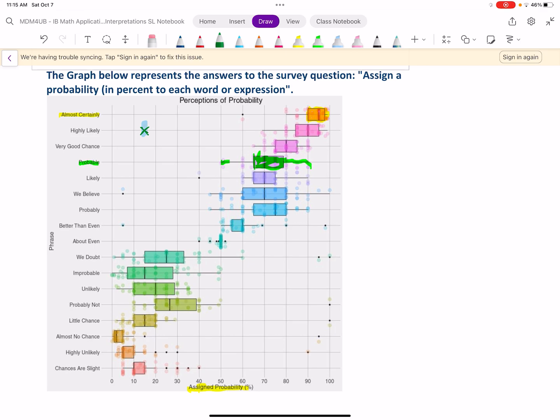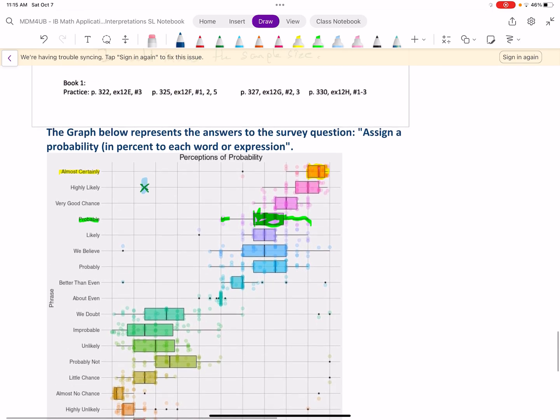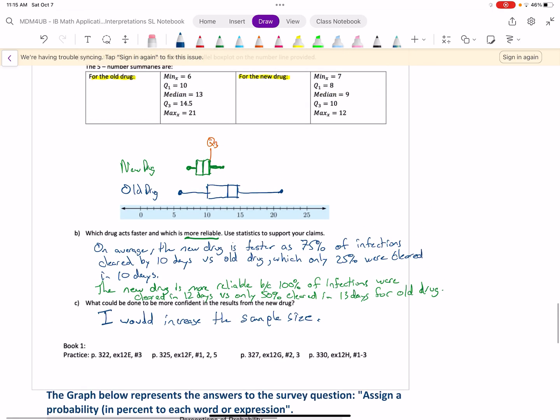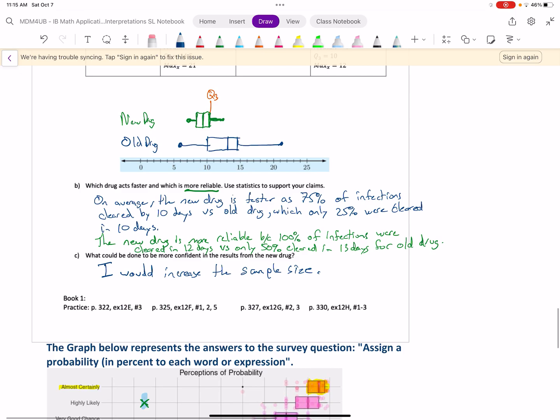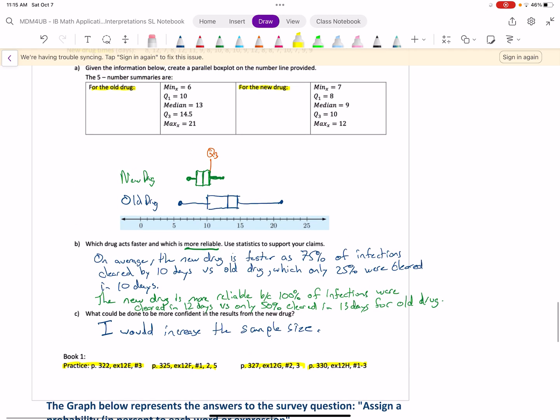And so you can look through that if you're interested in it. Okay, so if you have any questions, let me know. Otherwise, just try these practice questions down here. It's not a lot. It looks like a lot, but it's not too much. And we'll take them up next class.